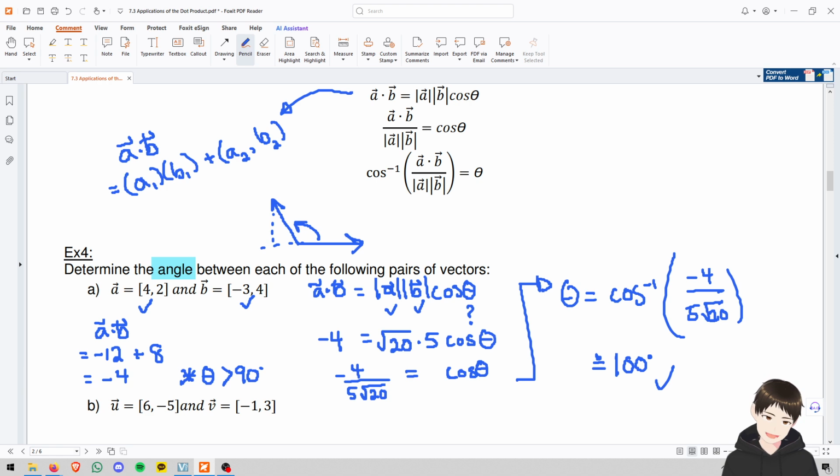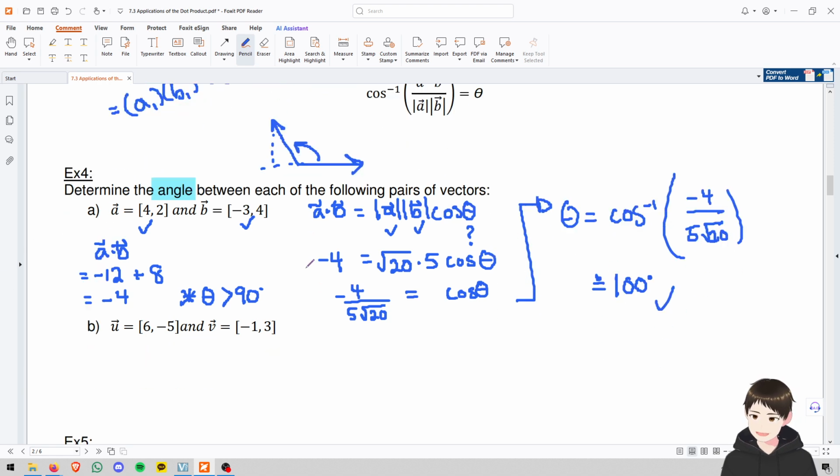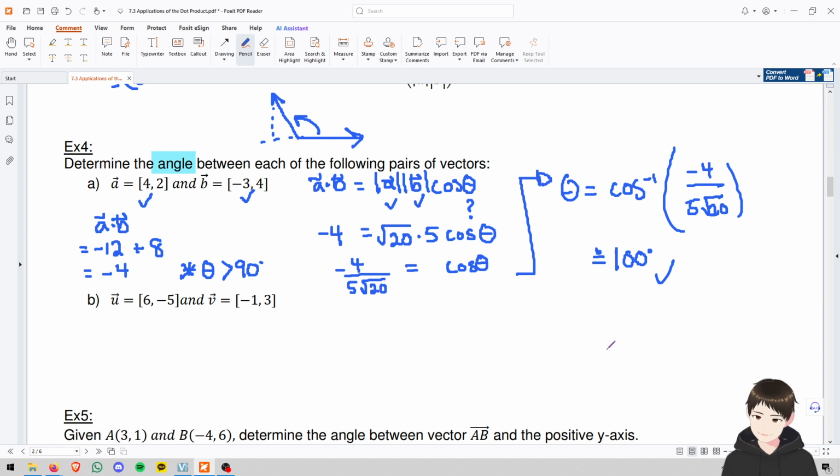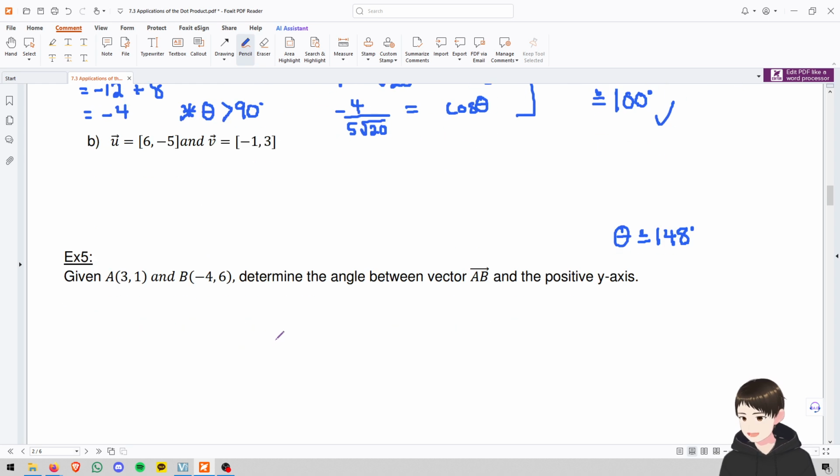I'd like you to try B on your own, just in case you were wondering. I put a little note here. The final answer is approximately 148 degrees. Okay. So here's a fun one. Given, so we're going to example 5 now. So pause if you need, but that example 5, here we go.